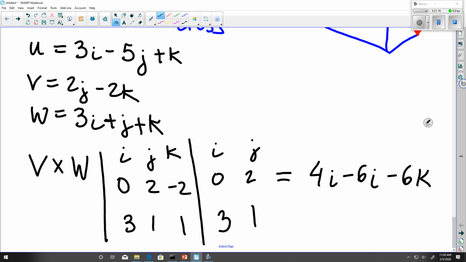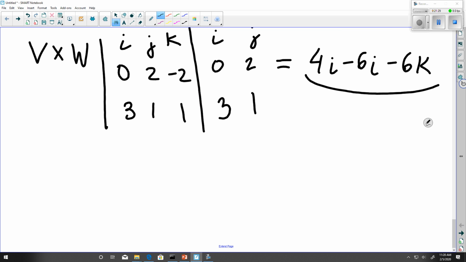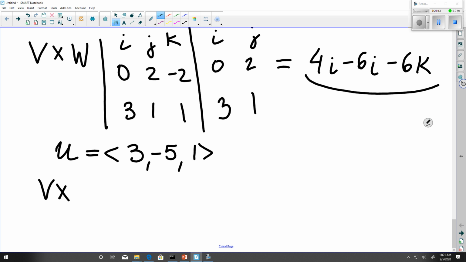Next, you have to find the dot product of u, the first vector, with this answer. So now you take that and find the dot product with u. Let me just rewrite this. What do we have? We have u in component form 4, 3, minus 5, 1. And my new vector, which is V cross W, in component form is 4, minus 6, minus 6.